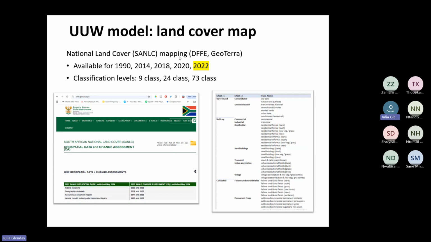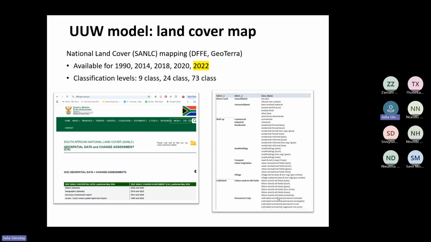as you might know, the national land cover mapping, they have different levels of classification. You can see a bit of a snippet of that here. So there's one level where there's only 9 classes, I think barren land, built up and cultivated. And then there's a level with 24 classes, and then there's a full 73 classes. And I looked at these different divisions, and 73 classes is too much.